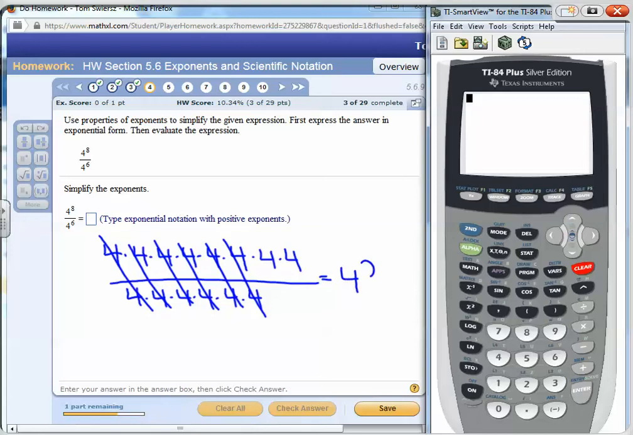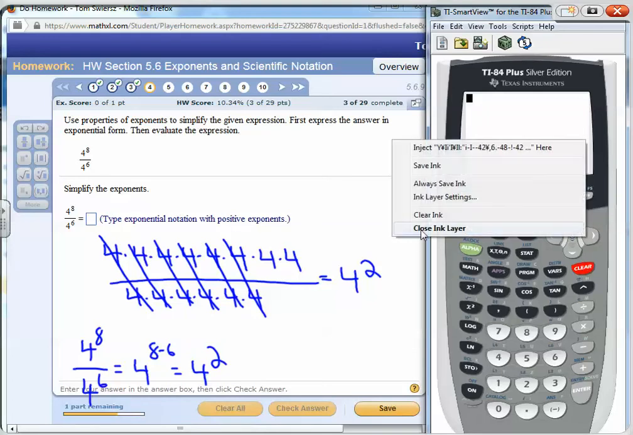So it's 4 squared. So notice, you're going to find out how many are left, so you're going to subtract. So 4 to the 8th divided by 4 to the 6th, as long as the base is the same, 8 minus 6 gives us 4 squared. Okay? So same base, if you're dividing, you're going to subtract the exponents.